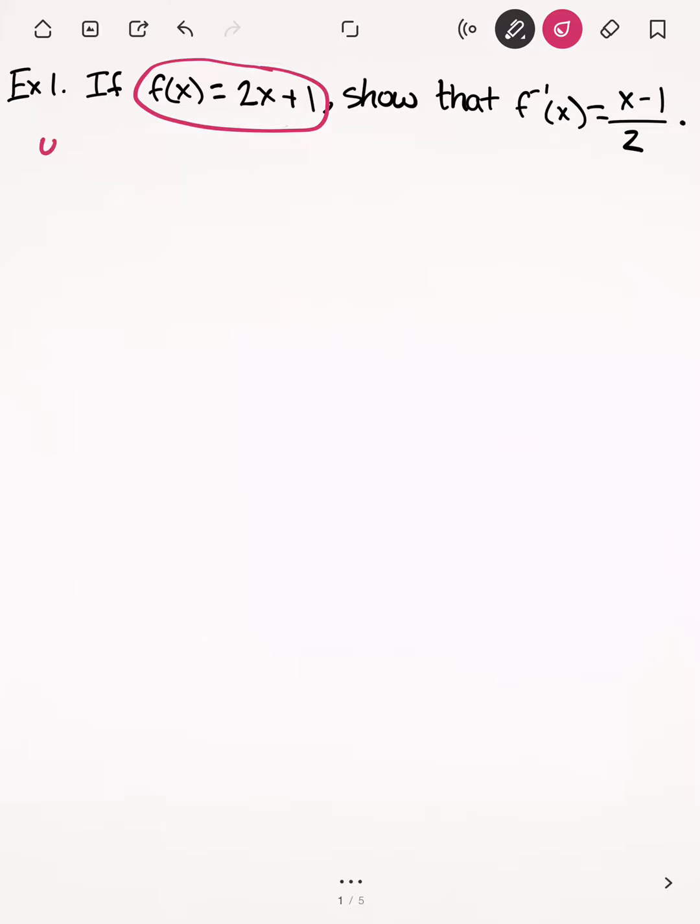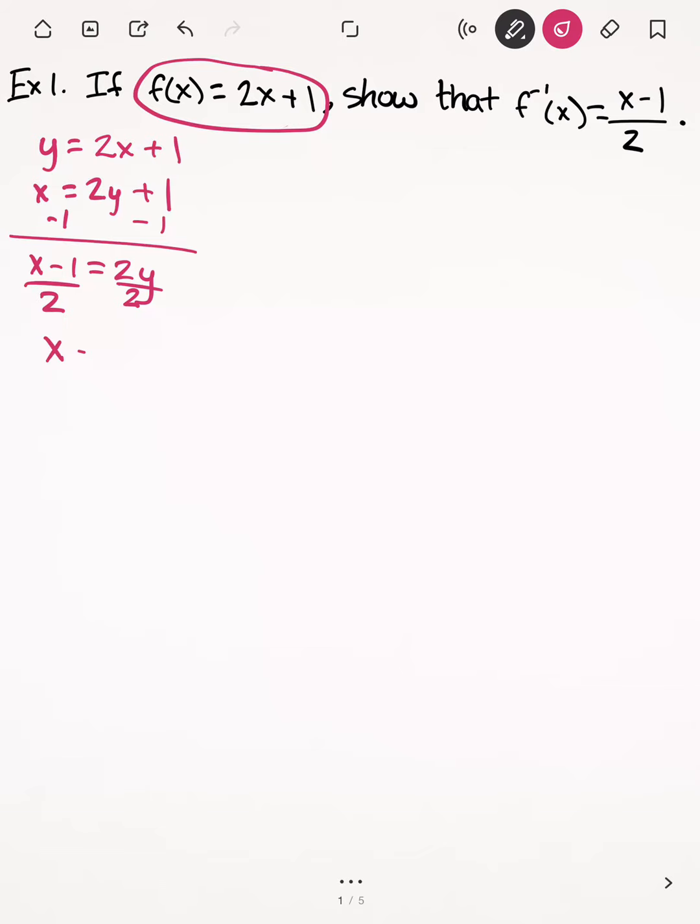Remember, f of x is a fancy way to write y. It's in function notation, so I'm just going to switch f of x to y. To find our inverses, we switch our x and our y, so we get x equals 2y plus 1. Now I just solve for y. I subtract 1 from both sides and get x minus 1 equals 2y. To solve for y from here, I divide both sides by 2. I get x minus 1 divided by 2 equals y.